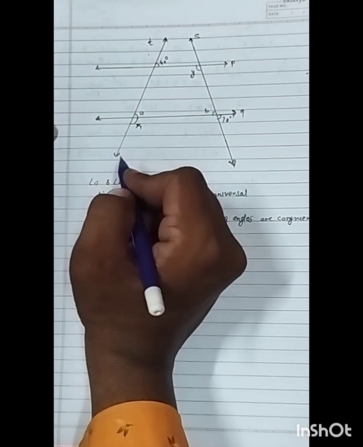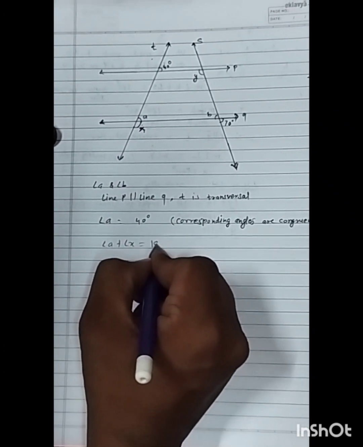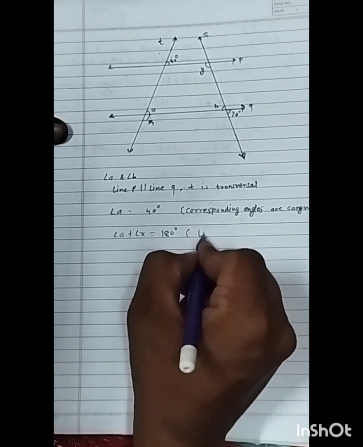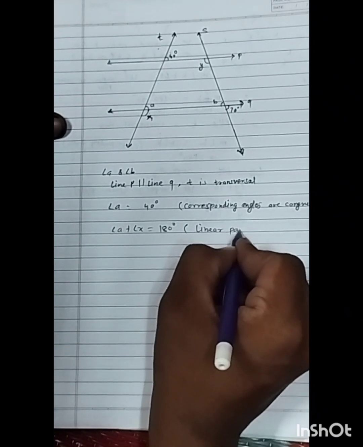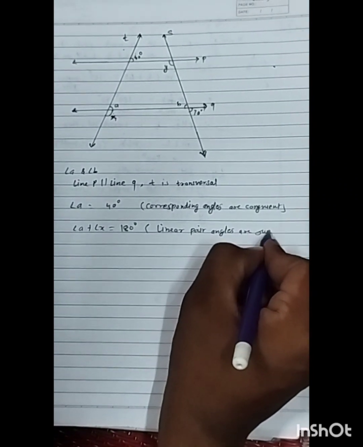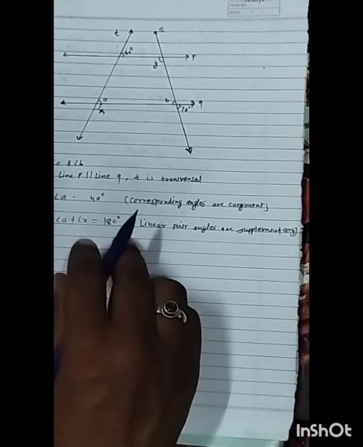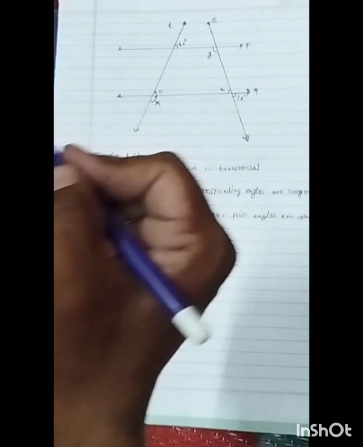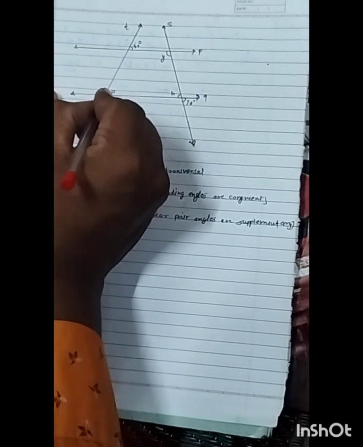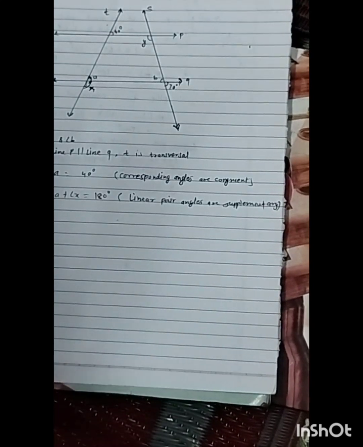Then we have to find this angle X. So now we get angle A plus angle X is equal to 180 degrees. How can we write this? There is a reason. These both are linear pair angles and they are supplementary. Linear pair angles are supplementary. See, angle A and angle X are both a linear pair. You can check here, this angle and this angle are both linear pair angles.